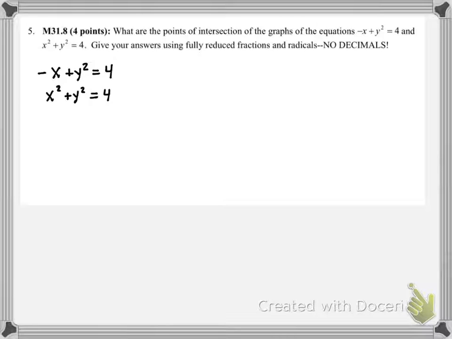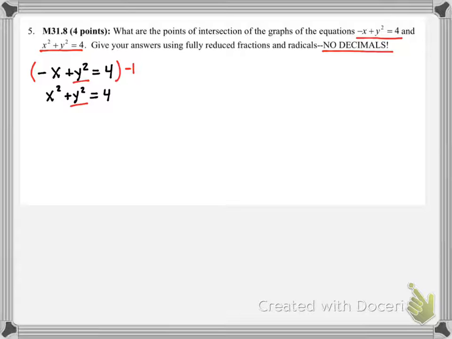In this system of equations, I've rewritten them so there's one on top of the other. And we're going to be looking for no decimals, fully reduced fractions, and radicals. As I look at it, one on top of the other, I can see that we have 1y squared and 1y squared, and if I got one of them negative, I could eliminate very easily.